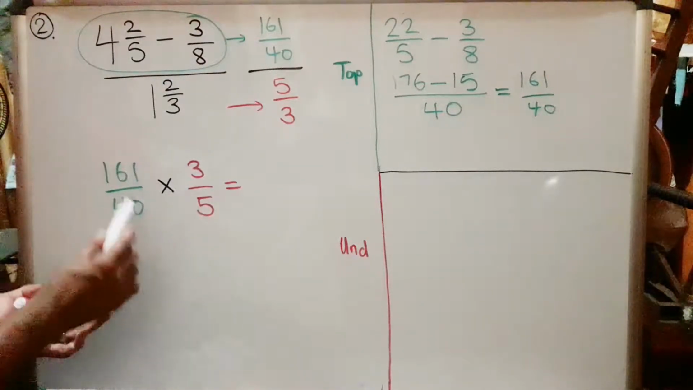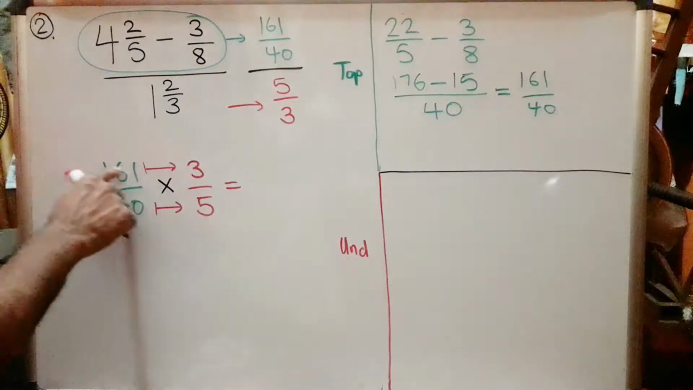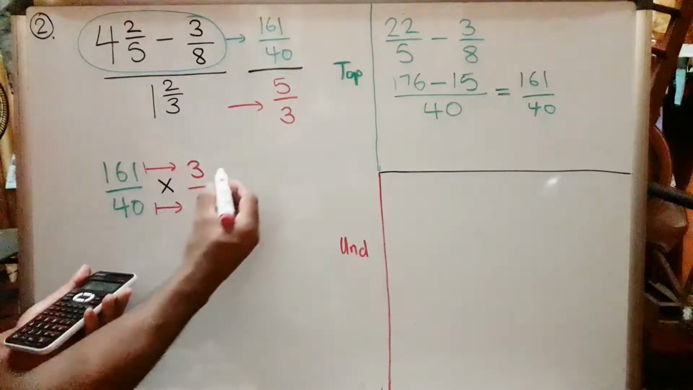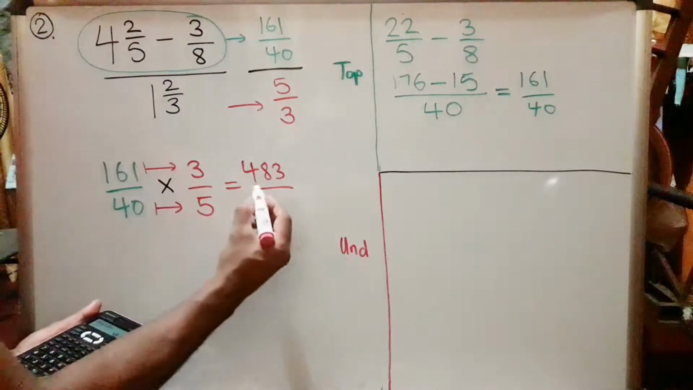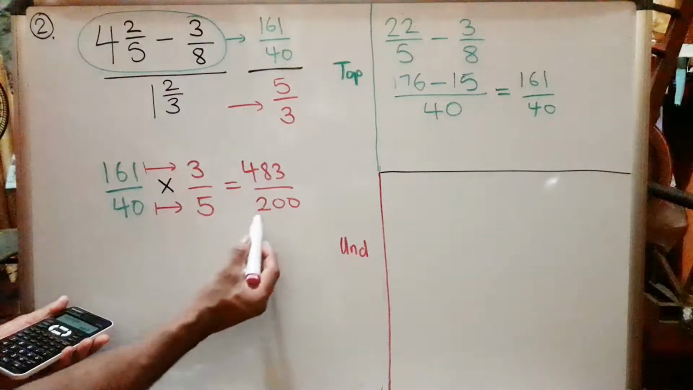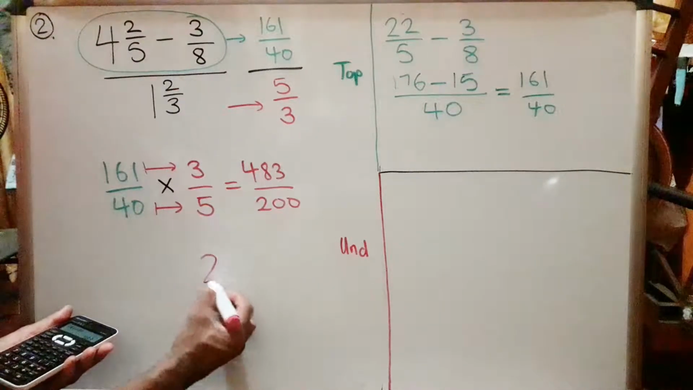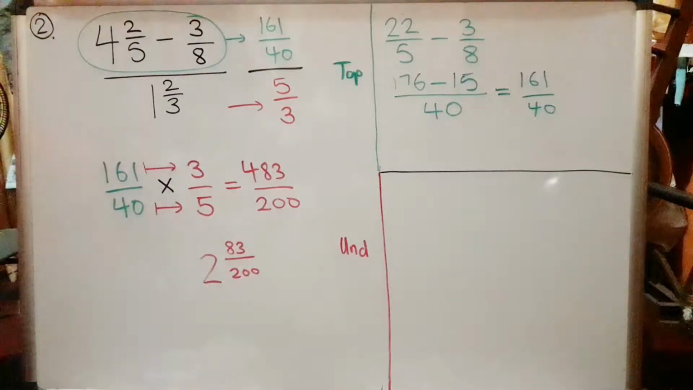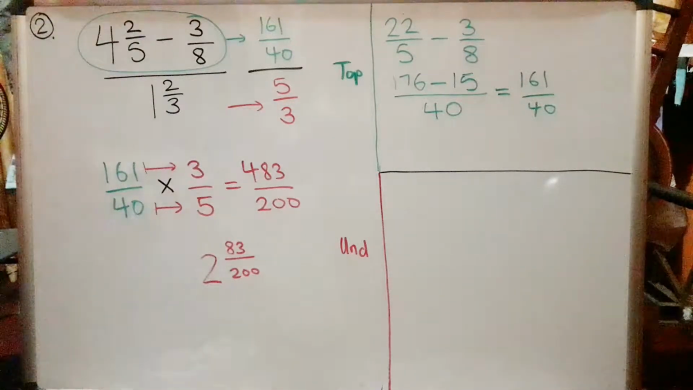How do you multiply fractions? You just multiply the top by the top and the underneath by the underneath. 161 multiplied by 3 is 483, and 40 by 5 is 200. If we were to convert this to a mixed fraction, 200 into 483 would be 2 remainder 83 over 200. All right? So this is how you go about a question where there's a top and there's an underneath.